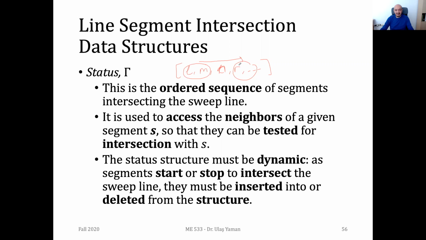And another thing is that this status data structure should be dynamic. Since if you remember, at event points, we have some modifications. The order of the line segments might change. Some of them might be removed. We may have new line segments introduced into the status, so it should be dynamic. We should be able to do these operations in a very short amount of time, and our selected data structure should have such capabilities.